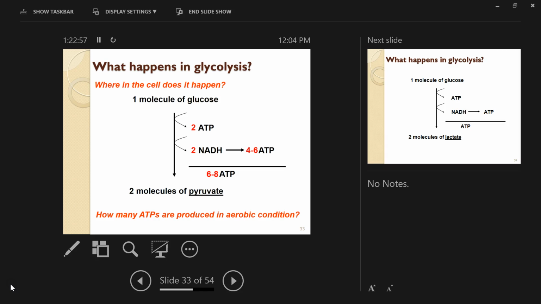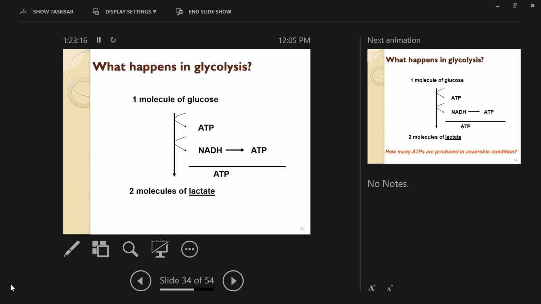final ATP molecules it can produce in the aerobic conditions, right? The product will be the pyruvate, right? Is 6 to 8 ATPs, right?